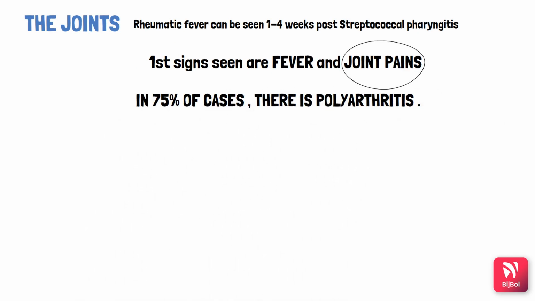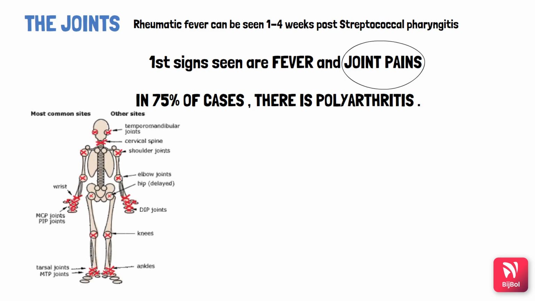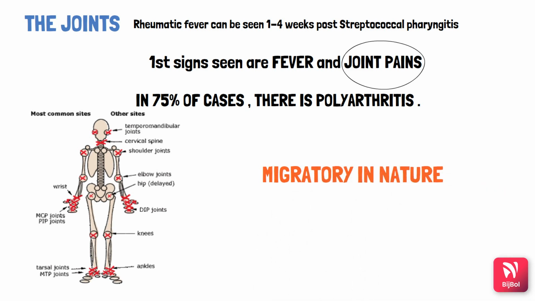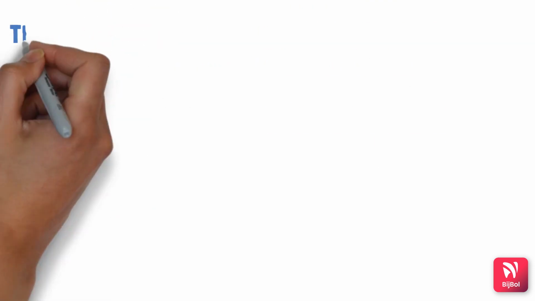In 75% of the cases, there is polyarthritis because of the vimentin protein which we discussed earlier, which mimics the M protein of the bacteria. Generally, the large synovial joints are involved, such as the hip joint and the shoulder joint. And this polyarthritis is migratory in nature. That is, the pain is not isolated to a particular area.